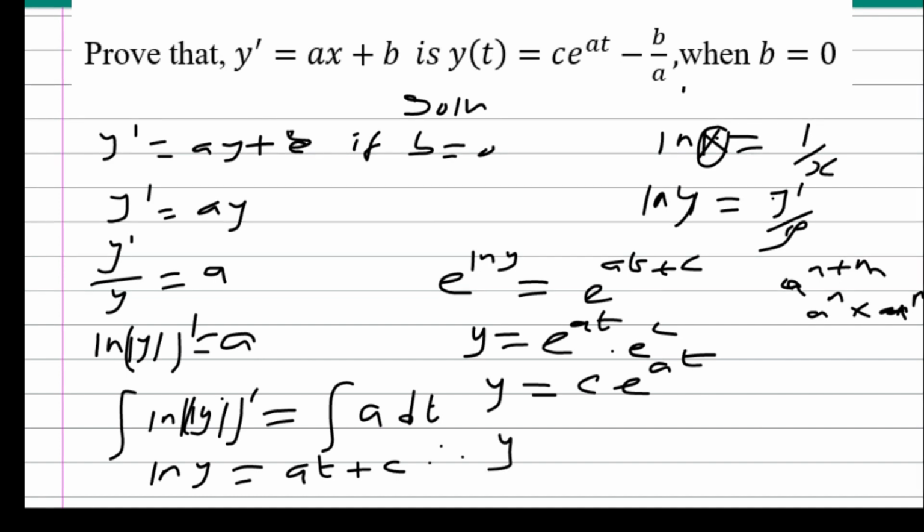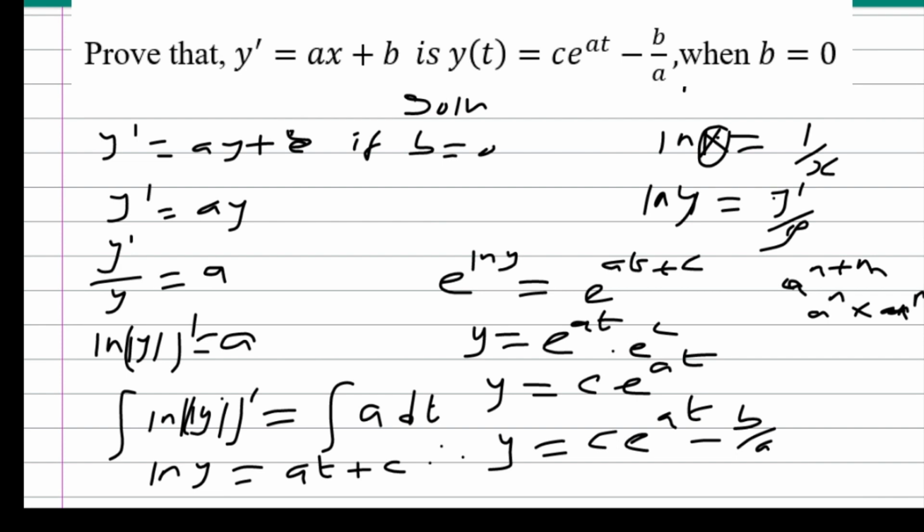and this is finally equal to c e exponent at minus b over a, since b is equal to 0. Okay, since b is equal to 0, that is how your first one is proved when b is equal to 0. Now we consider it.